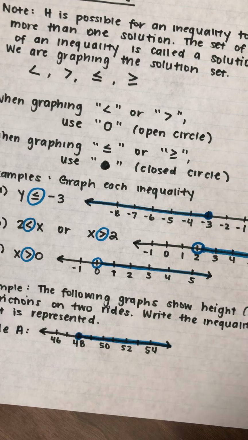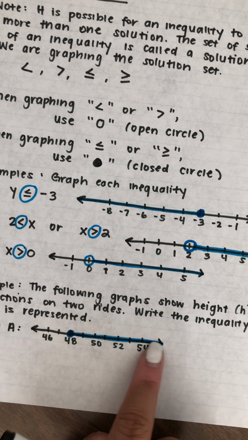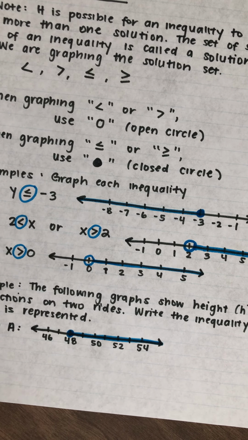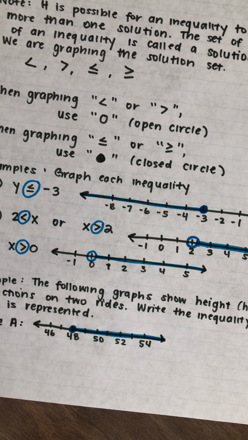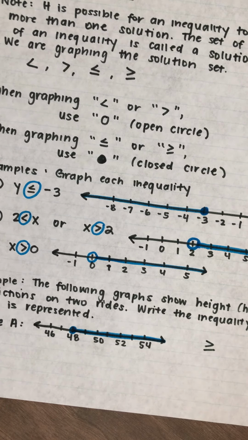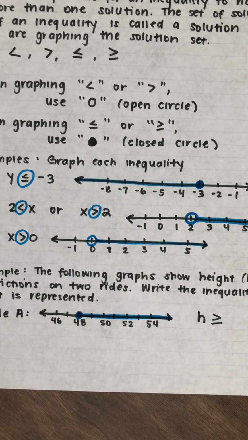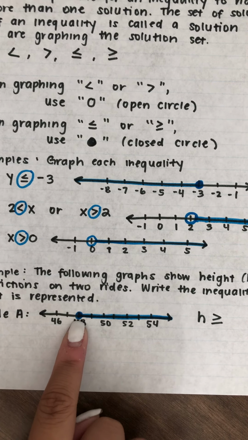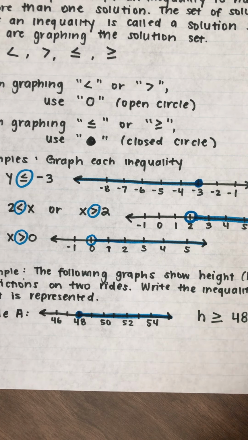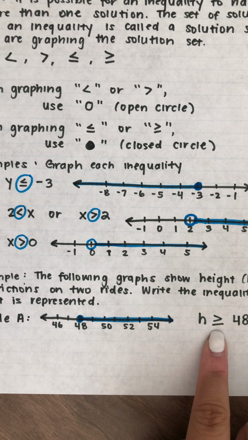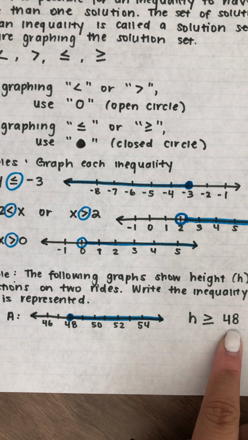Height h. Since we have a closed circle and it's shaded to the right, that must mean greater than, and this closed circle tells us or equal to. So we know that our sign is greater than or equal to. Our variable is h since we are dealing with height restrictions. And our closed circle is at 48. So we know for this ride A, your height restriction is you have to be greater than or equal to 48 inches to ride A.